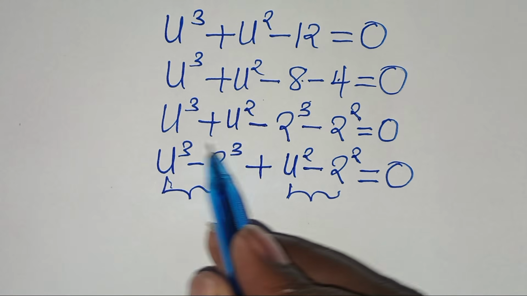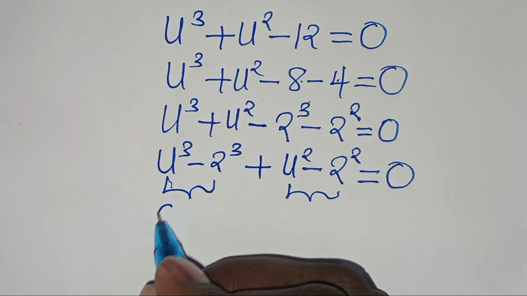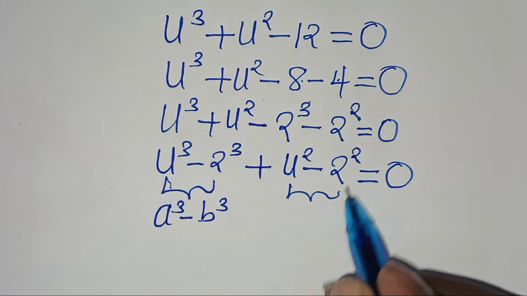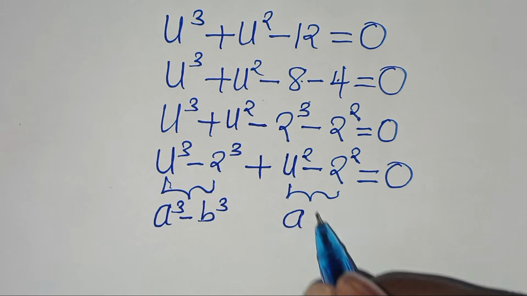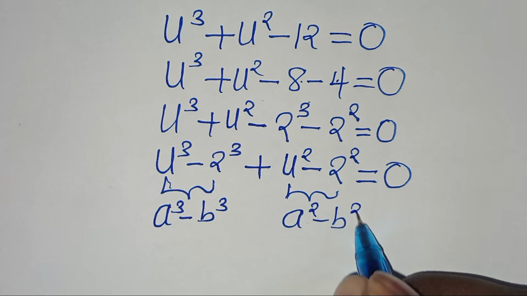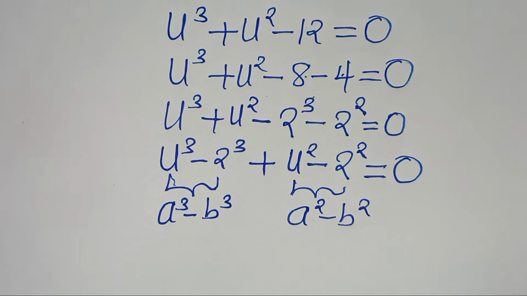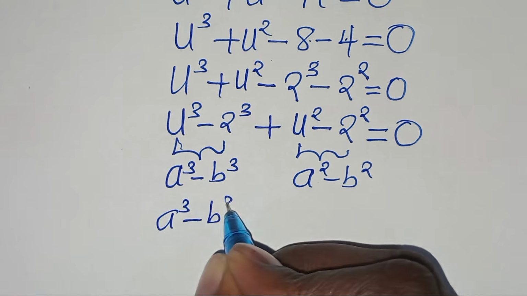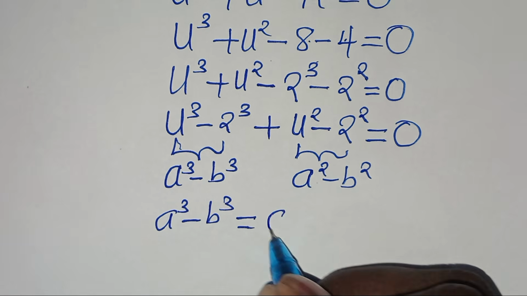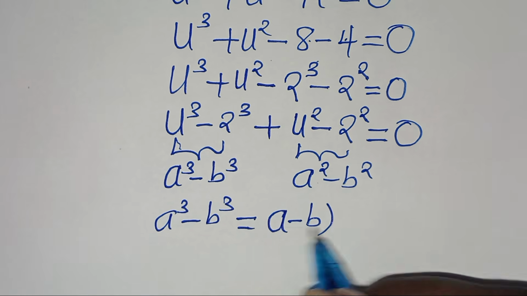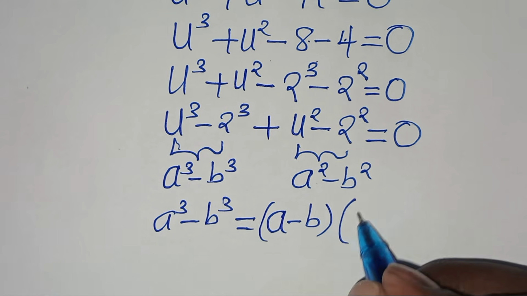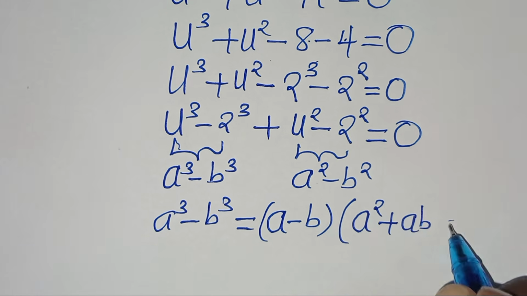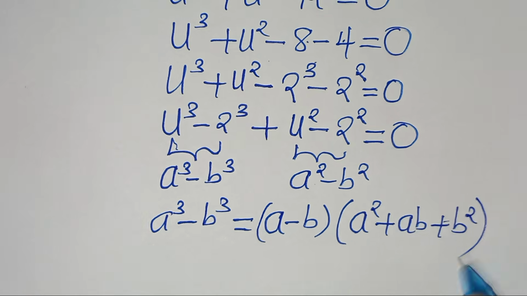The first part is the difference of two cubes expressed as a to the power of 3 minus b to the power of 3. And the second part here is the difference of two perfect squares expressed as a squared minus b squared. So a to the power of 3 minus b to the power of 3 can be expressed as a minus b, into the parentheses, a to the power of 2 plus a times b, then plus b to the power of 2.